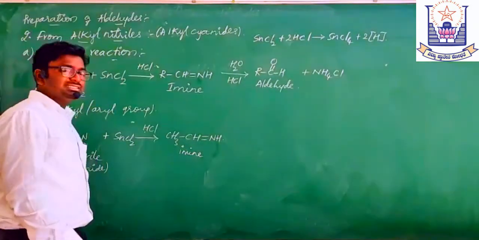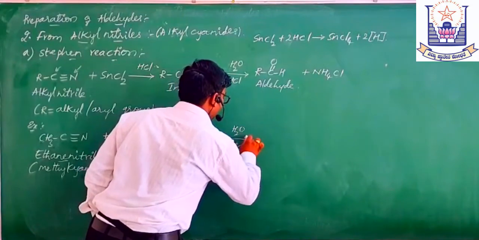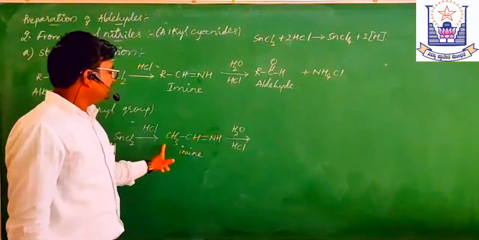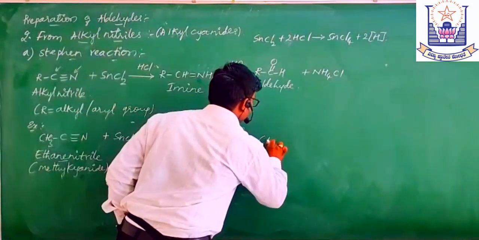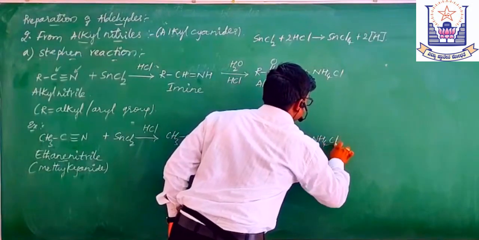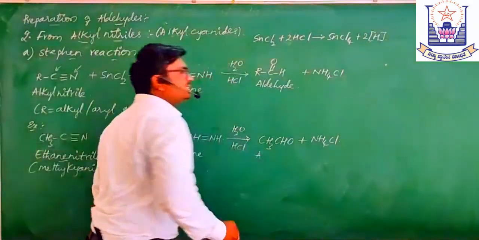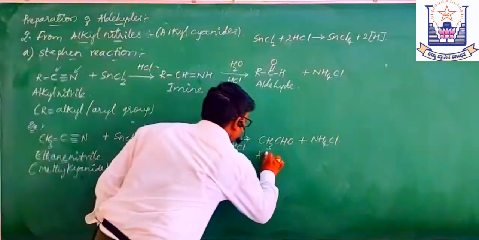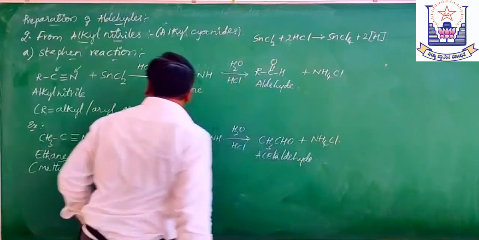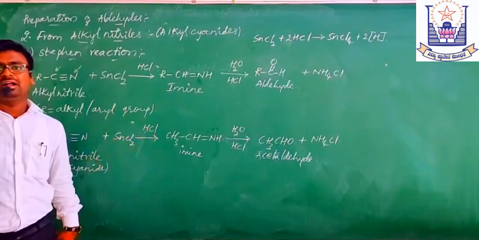When this is acid hydrolyzed, what happens? This NH will be replaced with an oxygen atom. You will get CH3 CHO plus NH4Cl salt. So this is acetaldehyde; acetaldehyde is the common name. This is all about the conversion of nitriles or cyanides to aldehydes.